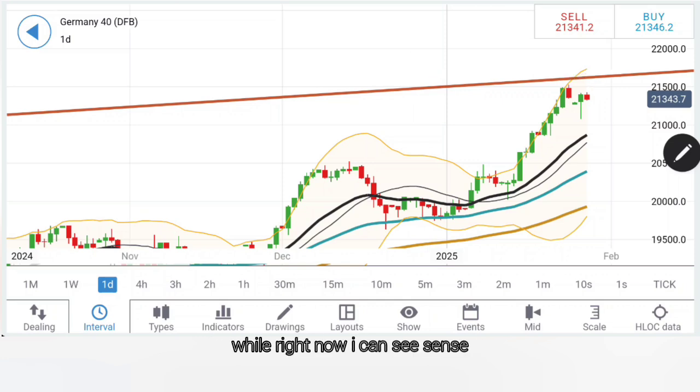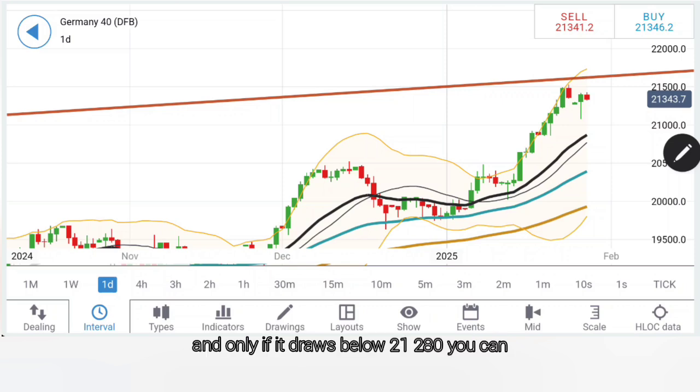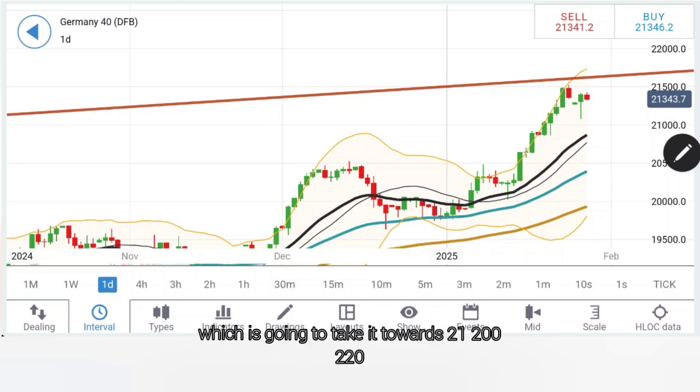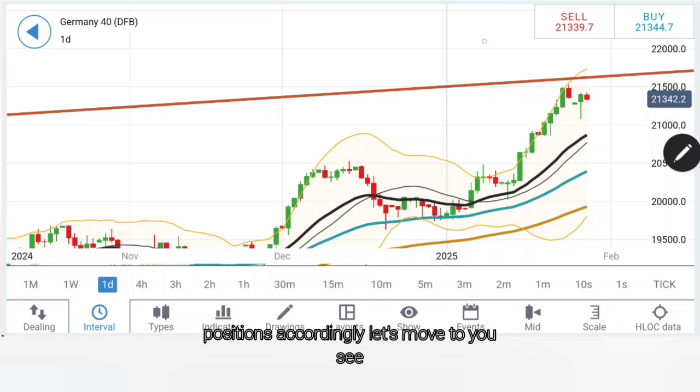While right now I can see signs of bearishness here. Thus, if you see it staying below 21,320, you can take a sell, but then you have to be cautious for 21,280. Only if it draws below 21,280, you can expect further bearishness, which is going to take it towards 21,220. And if 21,220 is taken, 21,140, 21,100, and then 21,000 levels to be there very soon. Take your positions accordingly. Let's move to UK.